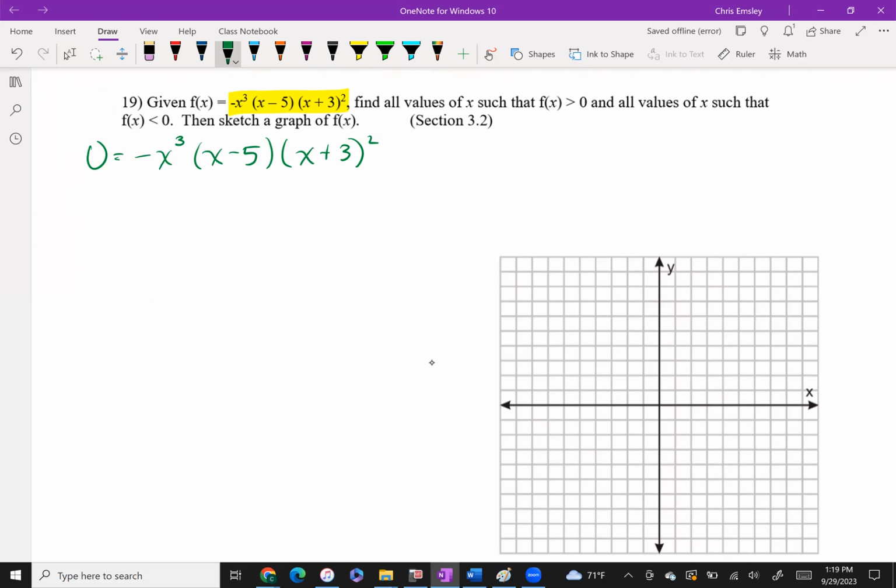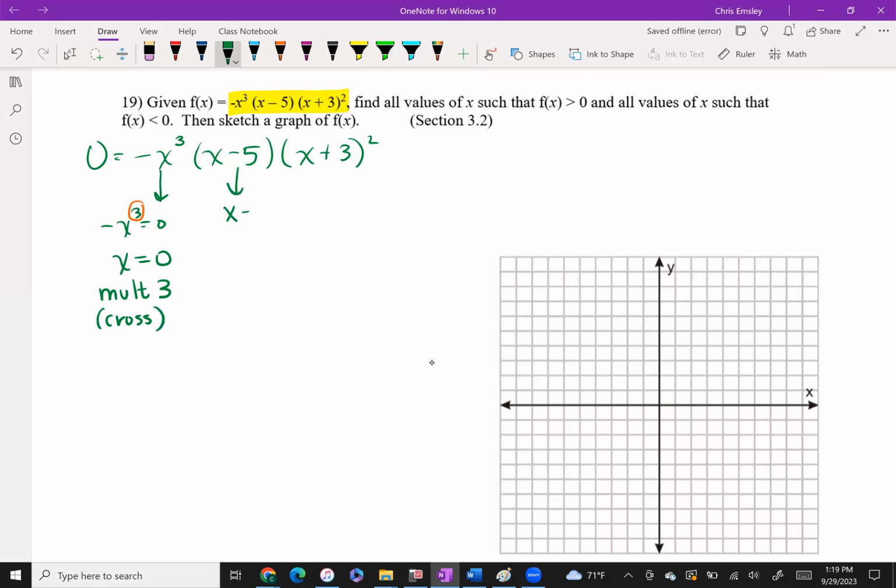First one, when we set -x cubed equal to 0, divide both sides by -1, take the cube root of both sides, it doesn't matter. We still end up with x equals 0 for one of our intercepts. Notice this came from a factor that was raised to the third power. So this intercept has a multiplicity of 3. Since it's an odd number, that means we are going to cross the axis at that point.